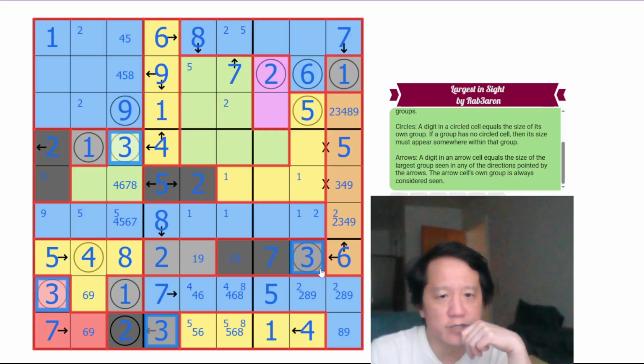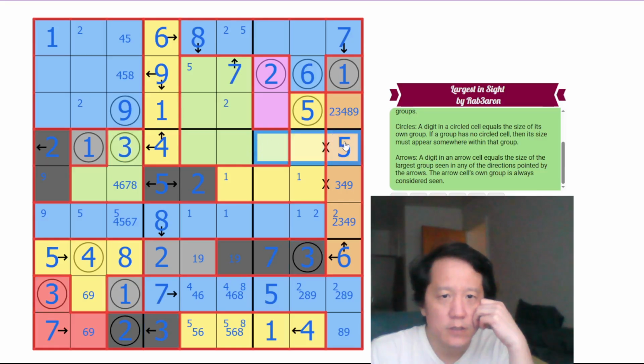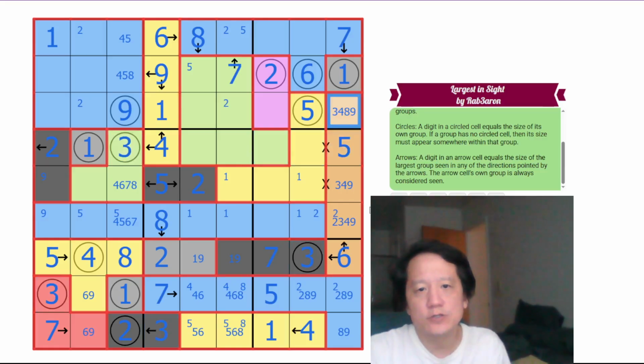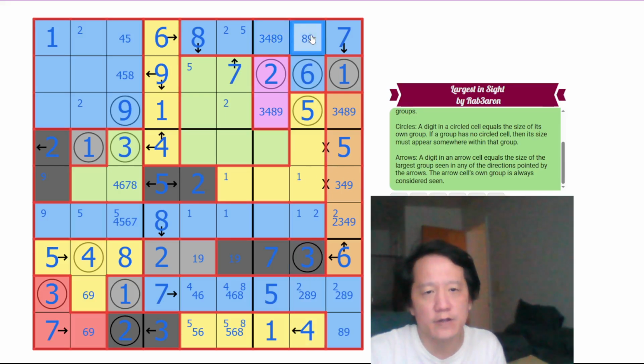Do we do 3s? I don't think we did 3s yet. 3. This can't be 2. Remaining digits in box 3 are 3, 4, 8, 9. No 3, 4 here, so it's 8 or 9 there. This 8 eliminates 8 here, so that's 9, which eliminates 9.